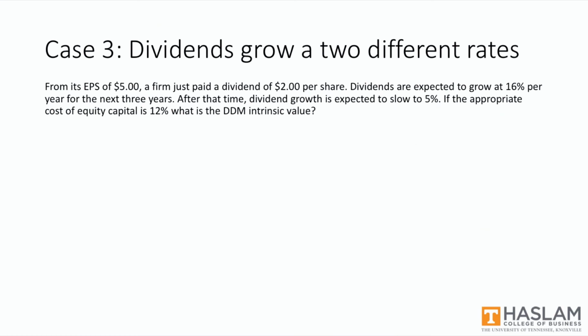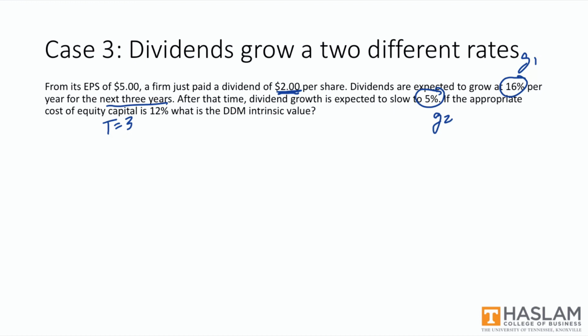Finally, let's work an example. So we got, again, a firm with an EPS of $5, and it just paid $2 of that as a dividend and then reinvested the rest in profitable projects going forward. And so we see that we've got a really high growth in dividends of 16% per year. So that's going to be our g1. And that's going to happen for T equals 3 years. And then after that, we've got stable growth of 5%. So that is our g2.